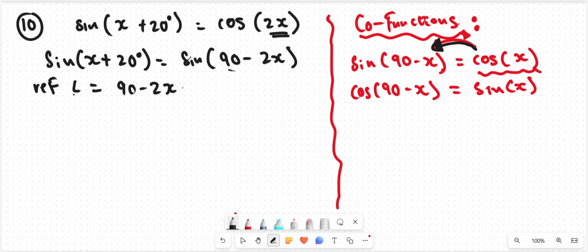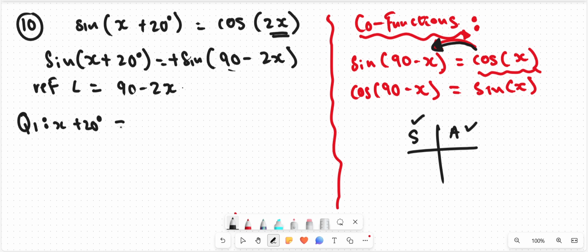I could just go into my quads, and where in my quads am I going? I'm looking for where sine is positive. So where is sine positive? Remember, at this point you should remember it's positive in quad 1 and quad 2. So in quad 1 I have x plus 20 degrees is equal to my reference angle plus K360. Then if you take the x to the other side, it's a 3x. The 20 to the other side, it's a 70.